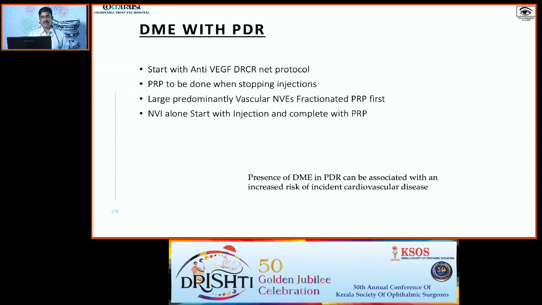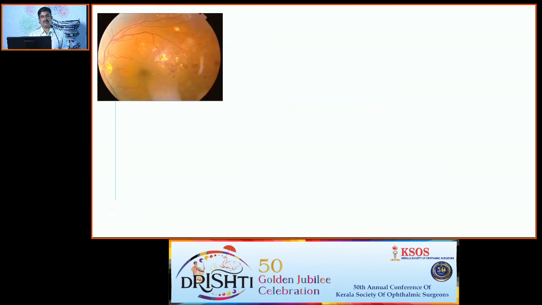And when you have large, predominantly vascular NVEs, when the NVEs are very big, start with PRP, fractionated PRP, in small sittings away from the NVE, at least 4 disc diameters away from the NVEs. Then at the end, if macular edema is persisting, think of injecting. And for NVI alone, start with injection and complete with PRP.